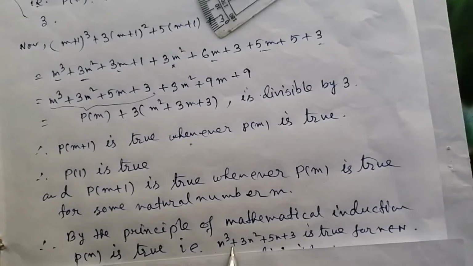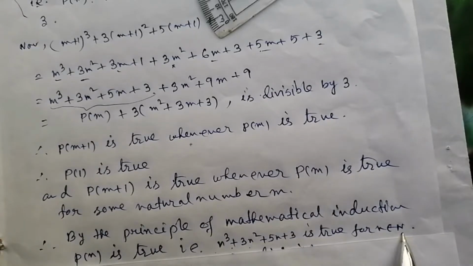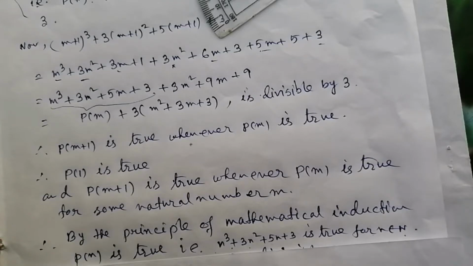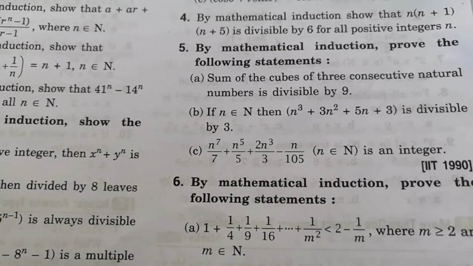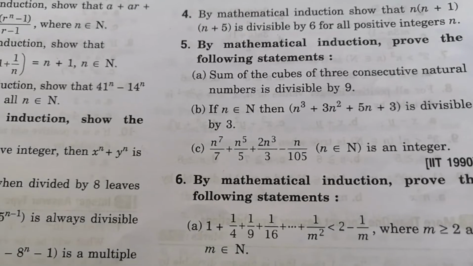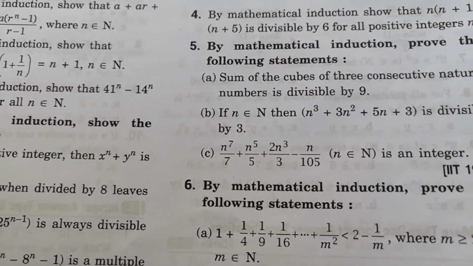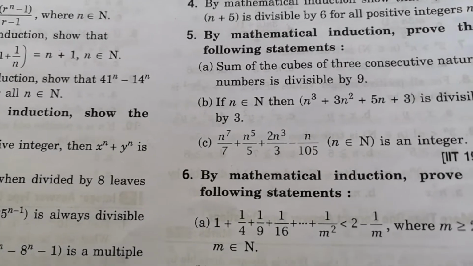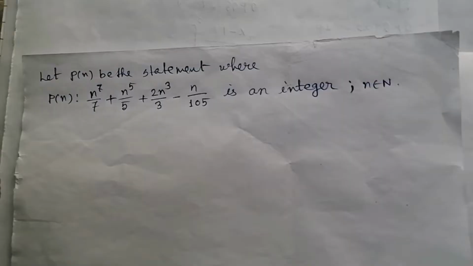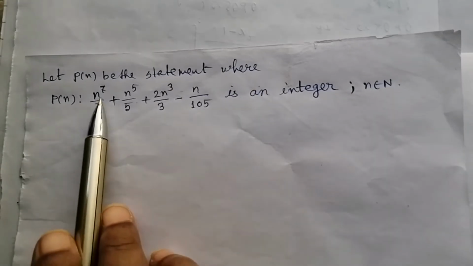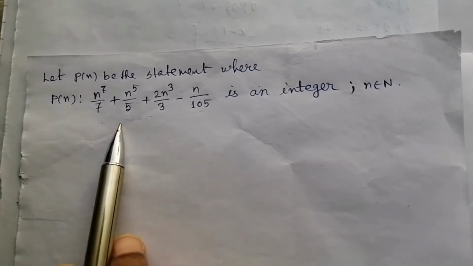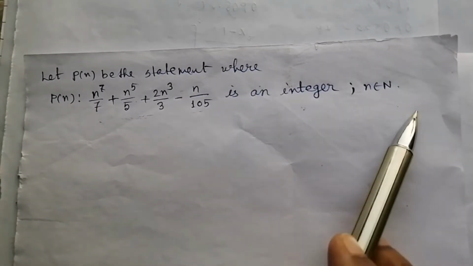Pn is true, that is n cube plus 3n square plus 5n plus 3 is true for n belongs to capital N, or for all natural numbers. Next, we see n to the power 7 by 7 plus n to the power 5 by 5 plus 2n cube by 3 minus n by 105, where n is a natural number, is an integer. Let Pn be the statement that this expression is an integer where n belongs to capital N.